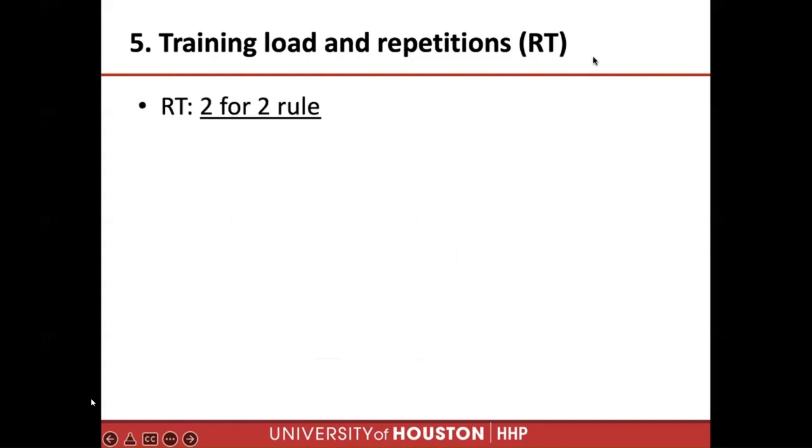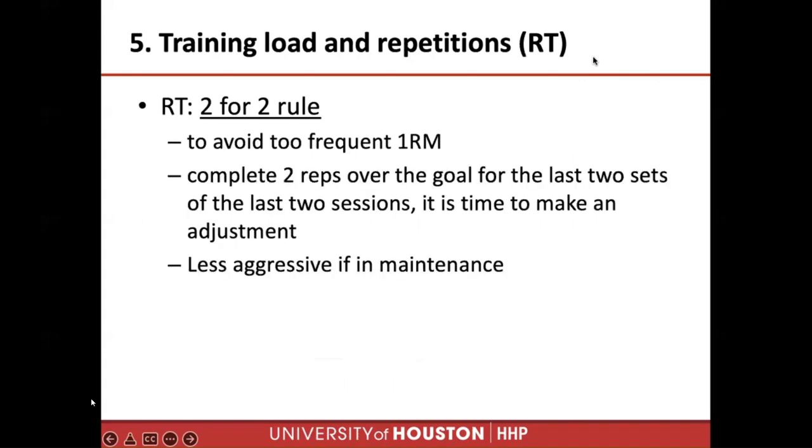Something else to consider with resistance training is when to increase. We generally use the 2 for 2 rule. I kind of joke it should be called the 2 for 2 for 2 rule, the way that it's presented, but 2 for 2 rule. It helps us avoid 1RM testing too frequently. So when somebody can complete 2 reps over the goal number of reps for the last 2 sets of the last 2 sessions, it's time to make an adjustment. And if somebody's in maintenance, we can be less aggressive with this. This way we know their 1RM has increased because they can lift more than they were, and we can just increase their weight without having to 1RM test them again.